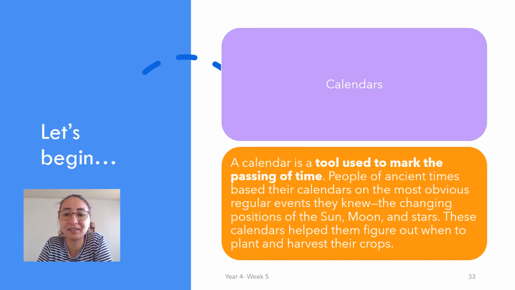Calendars. A calendar is a tool used to mark the passing of time. People of ancient times based their calendars on the most obvious regular events they knew, like the changing position of the sun, moon, and stars. These calendars helped them figure out when to plant and harvest their crops. We don't do that in our life right now, but say if you're a farmer in the future, you might. But what we do use calendars for is keeping track of fun things like birthdays, and what we're doing throughout the year with school events and life events. So calendars are very useful and it's really important to know how to use them.